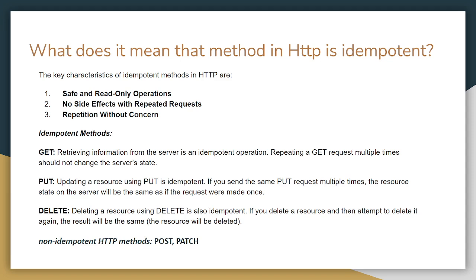So understanding the idempotence of HTTP methods is important for designing robust and predictable APIs. It allows clients to handle failures and retries without worrying about unintended consequences when repeating requests.